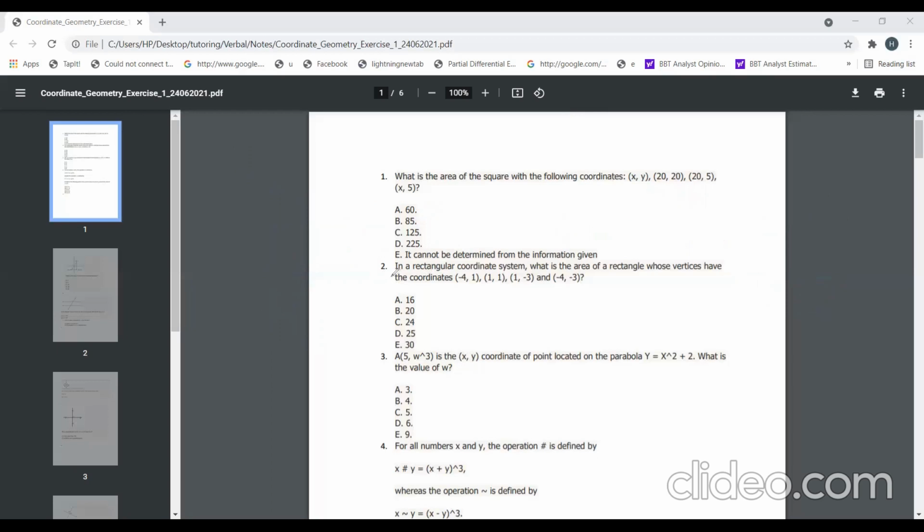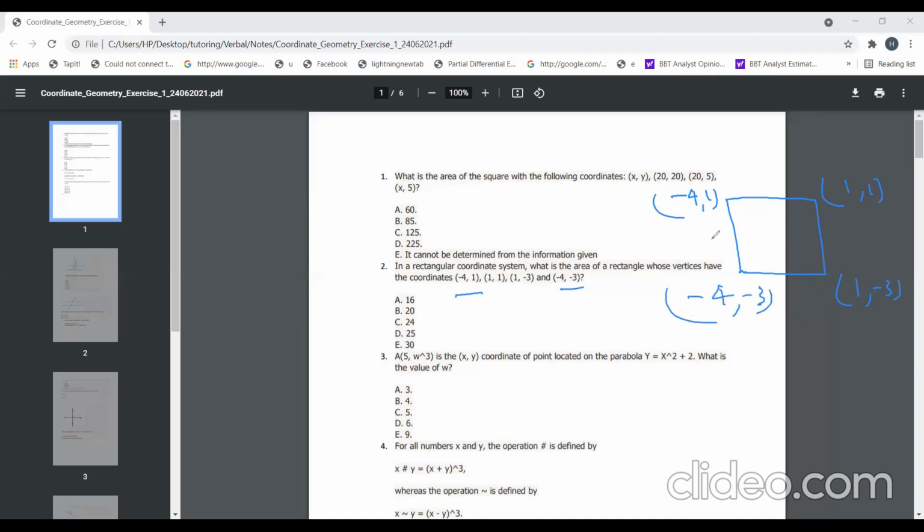In a rectangular coordinate system, what is the area of a rectangle whose vertices have the coordinates minus 4, 1; 1, 1; 1, minus 3; and minus 4, minus 3? Yes, B, 20. So now we can see that the first two points have the same y coordinate. That means they are at the same distance from the x axis, so they are the two endpoints of this side. Similarly, the second and third points have the same x coordinate. That means they are the vertices of this side. So this would be like this, and so on.